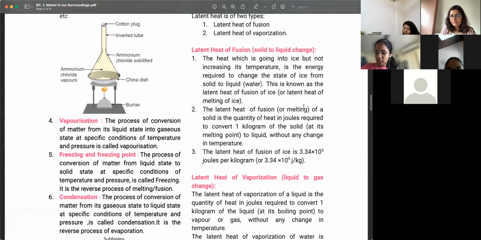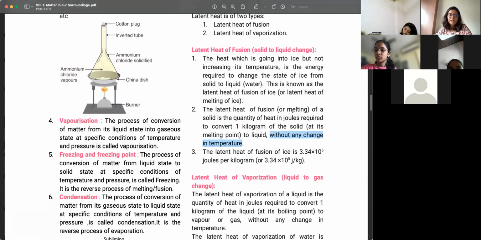Latent heat of fusion is the quantity of heat. This quantity of heat is measured in joules. It's not any random heat energy. It is the quantity of heat required to convert 1 kg of solid to liquid. And this conversion should happen at its melting point. That is why for ice it happened at 0 degrees Celsius, because there should be no change in temperature as the substance changes its state.